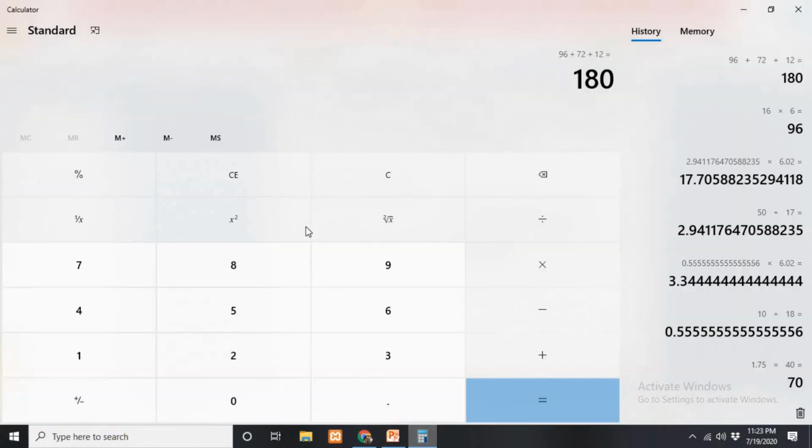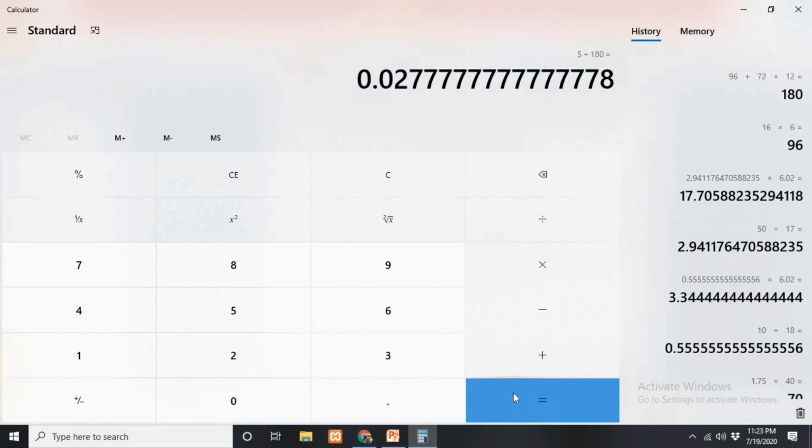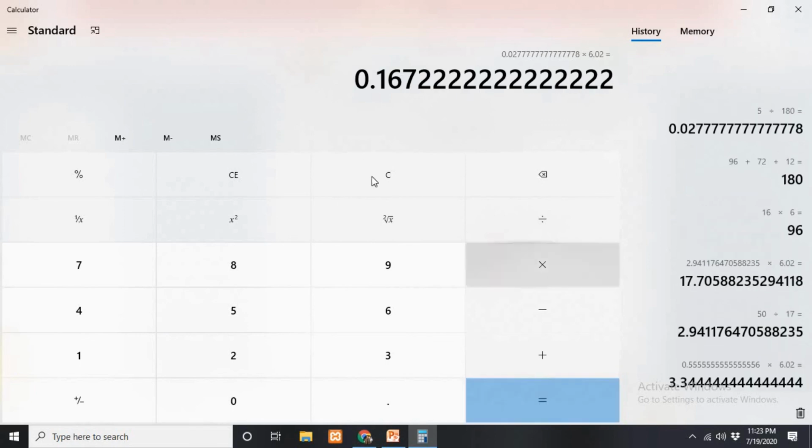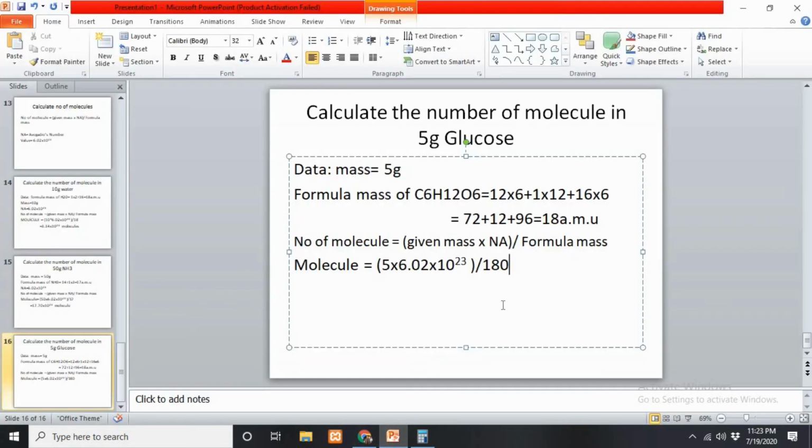Again, go to the calculator and erase the previous value. Given mass is 5, molecular mass is 180. 5 divided by 180 is equal to 0.02. Multiply it with 6.02. The answer will become 0.167. So I will write here 0.167, and the remaining exponent 22 will be copied and pasted right after it, and the unit will be molecules. So this is the way that you can calculate the number of molecules in any type of question, especially for compounds.